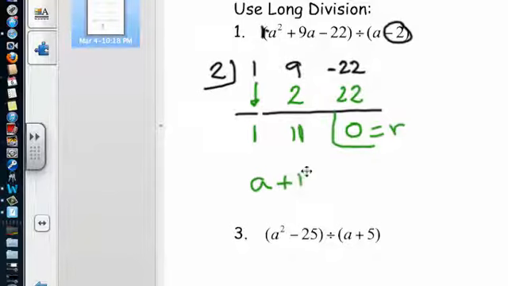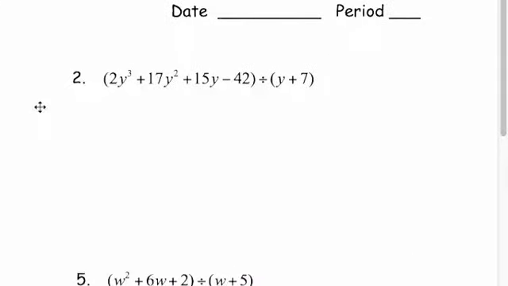And then our number is just 11. That's our final answer. A plus 11, remainder 0. Go back to your long division notes. That's exactly what we got when we did it the long way. But you'll also notice the steps are a lot quicker. Let's do another one for practice.